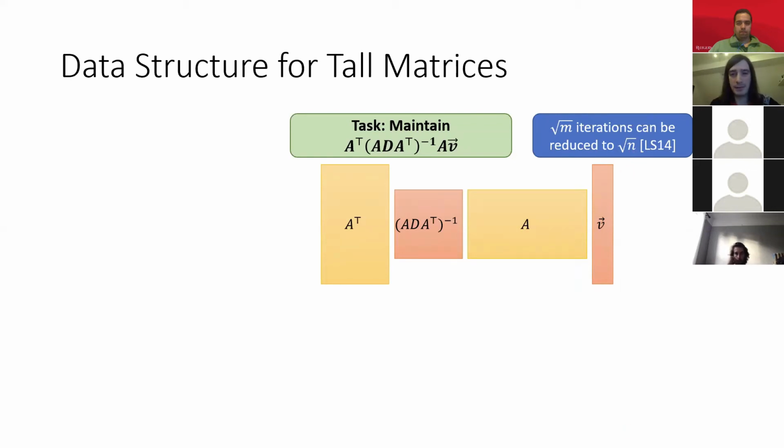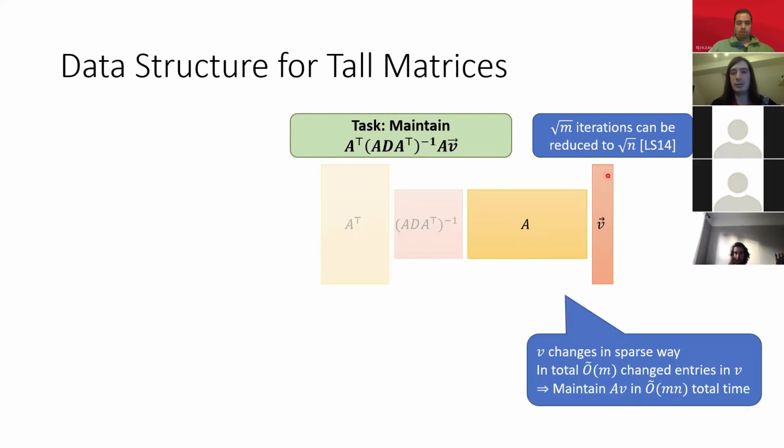Okay, so how can we compute this efficiently? Let's split this into 3 smaller parts, where at first we have to compute V times the matrix. And here we can just use the same trick as before, where we say, oh, V changes in some sparse way, so we can just maintain this product A times V over the entire algorithm in mn time, if we know that the total changes that happen to V is bounded by order m in some polylog factors. So just maintaining this first product, that can be done efficiently.